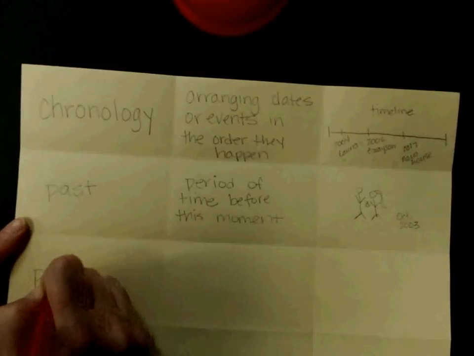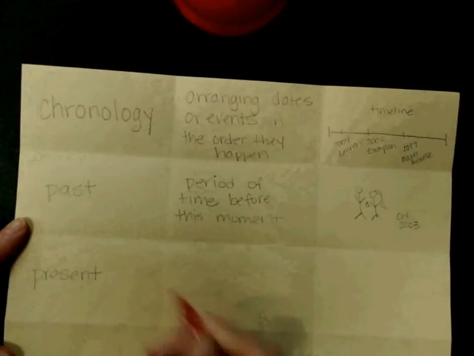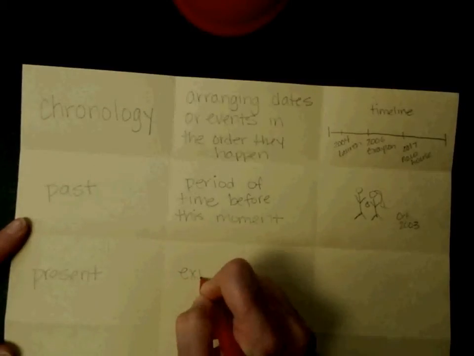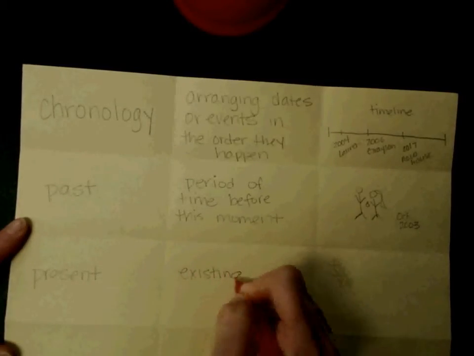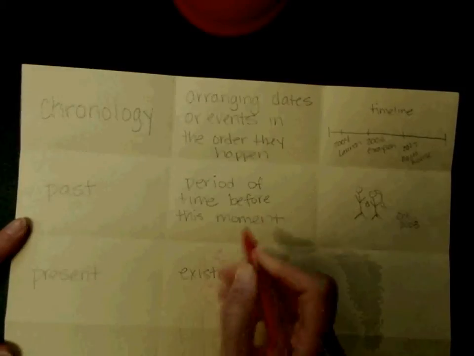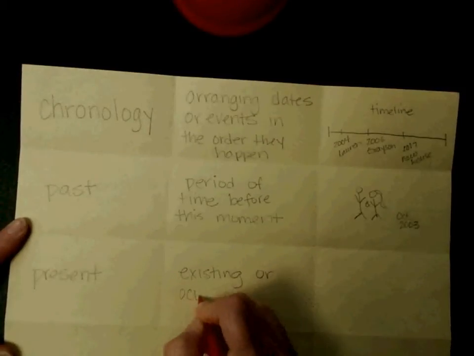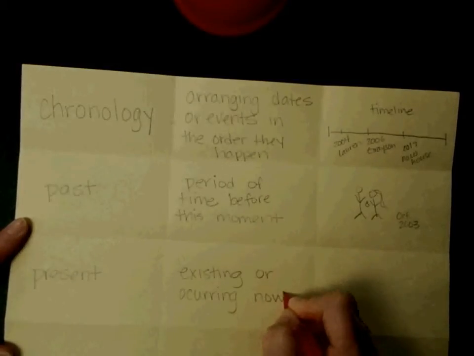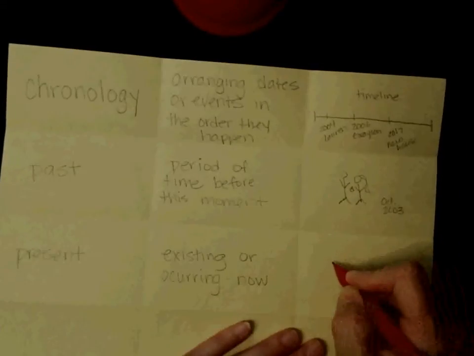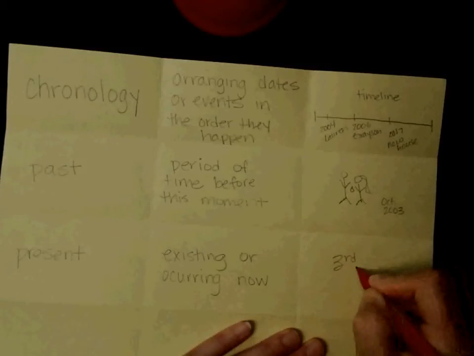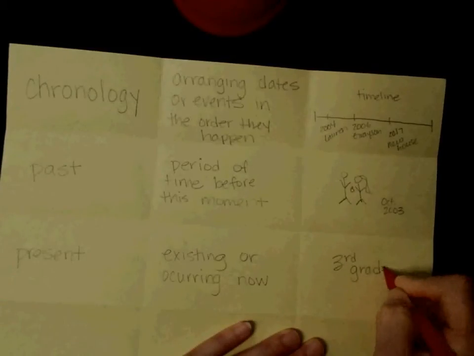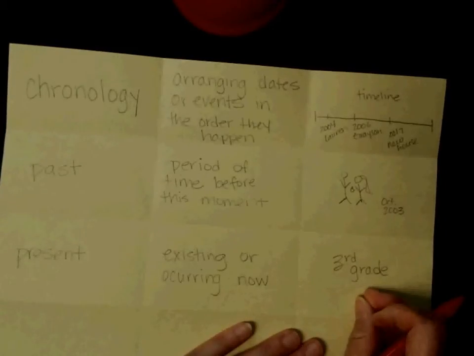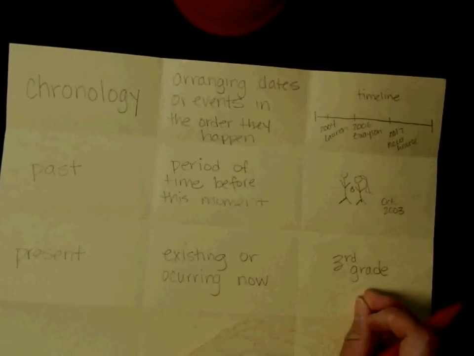The next is present. And our definition is existing or occurring now. So right now, present for you guys would be 3rd grade. That is what is happening right now. That is the time period that is in the present. You are presently in 3rd grade.